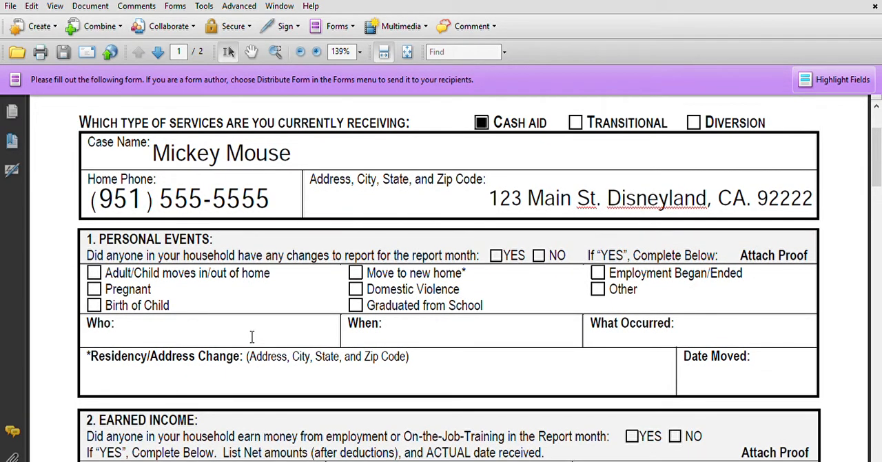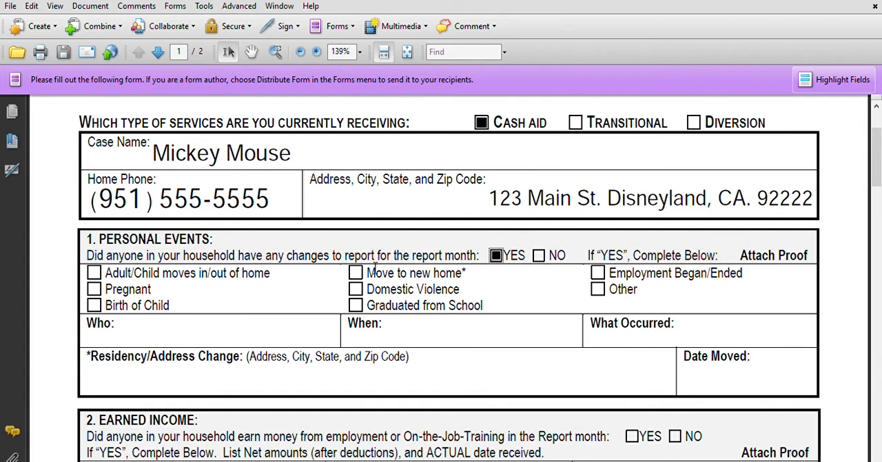The first official question, number 1, is pertaining to any personal events that may have occurred within the reporting month of September of 2020. Just keep in mind that all these questions are pertaining to that specific reporting month. So, did anyone in your household have any changes to report for the report month? Let's go ahead and say yes.